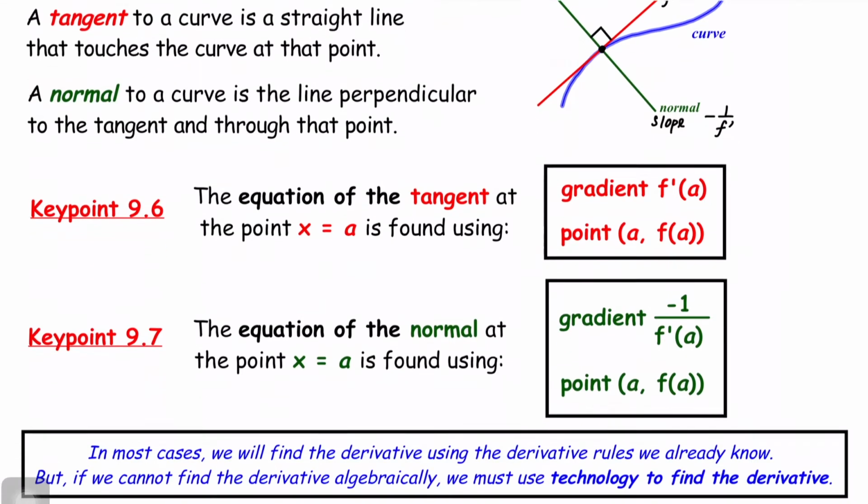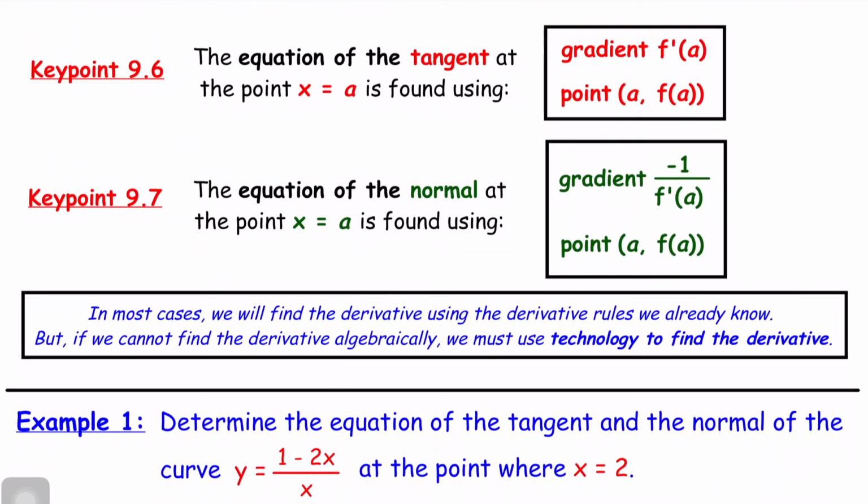So key point 9.6, the equation of the tangent at the point x equals a is found using f prime of a. The coordinates of this point of tangency would therefore be a comma f of a. And then key point 9.7, the equation of the normal at the point x equals a is found using the gradient negative 1 over f prime of a, and therefore the point of normalcy would be the same as the point of tangency, which is a comma f of a.